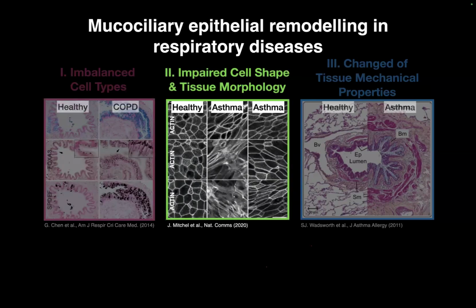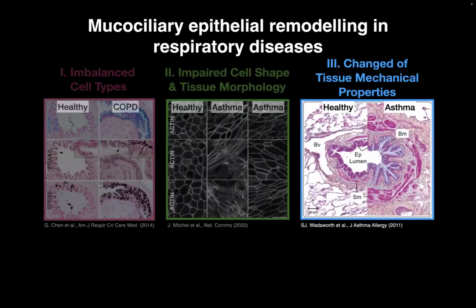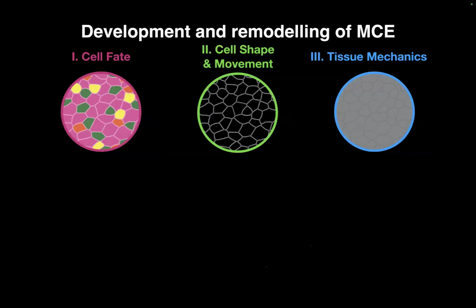We have also changes in the overall tissue morphology and the shape of the cells. Often cells undergo epithelial to mesenchymal transition. And finally, we have also changes to the mechanical properties of the tissue. For example, if you have asthma and bronchoconstriction, then the mucociliary epithelium is actually compressed. This is leading to changes in the mechanical or rheological properties of tissues. Now if you think about both development and this pathological remodeling, both of these processes are driven by three dynamic or emergent properties of tissues, namely cell fate, cell shape and movement, and tissue mechanics.